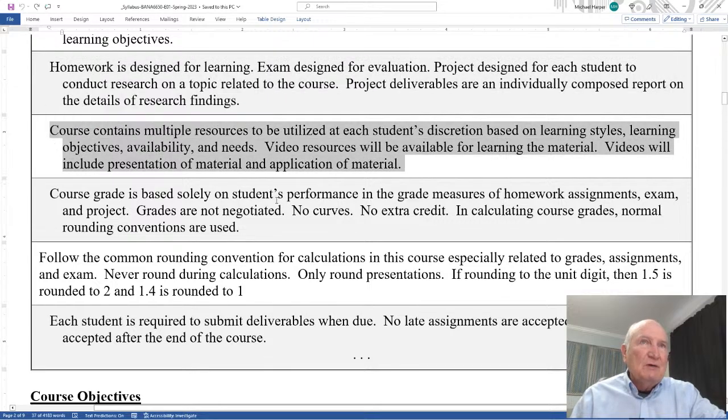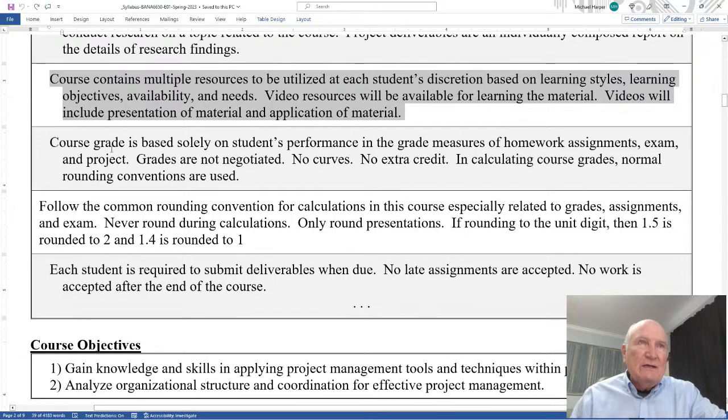The course contains multiple resources to be utilized at each student's discretion based on learning styles, learning objectives, availability, and needs. Video resources will be available for learning the material, and most of these will be on Canvas. Videos will include presentation of material and application of material. As you'll see when you go through, I'll talk about the lectures, I'll talk about the material, and then I'll talk about how to work the problems. There's the application of the material.